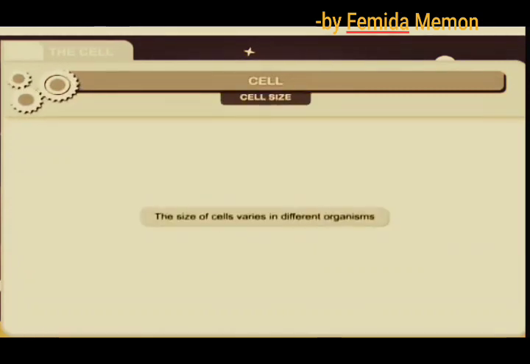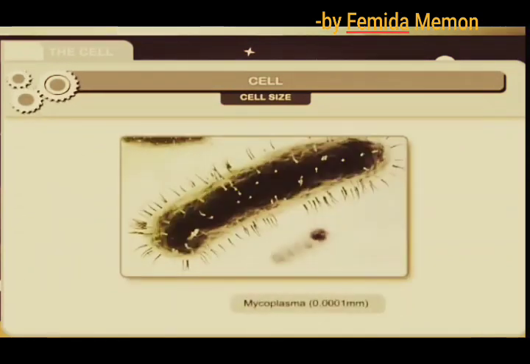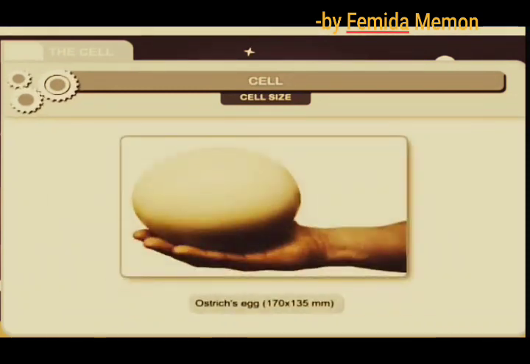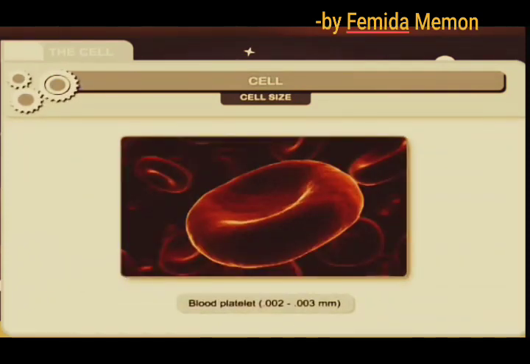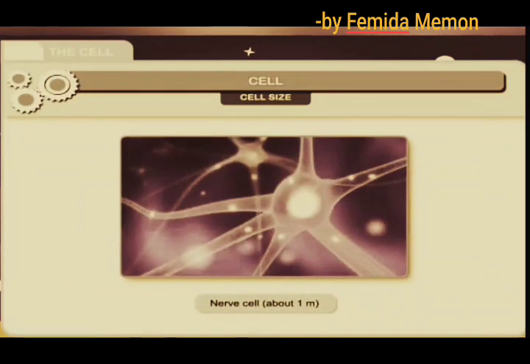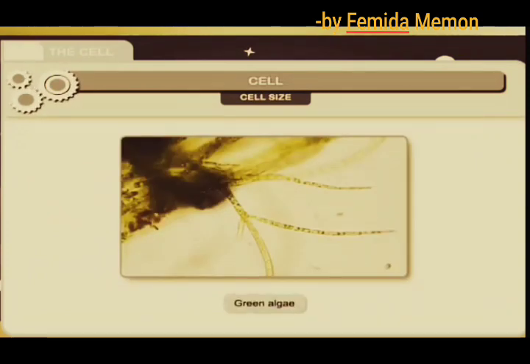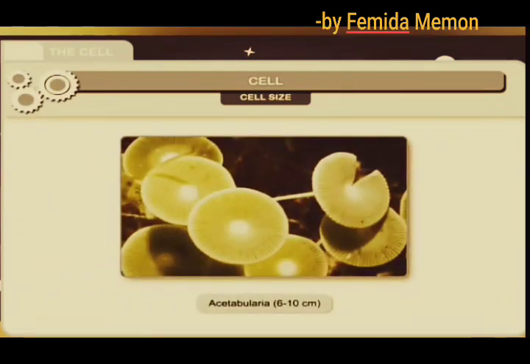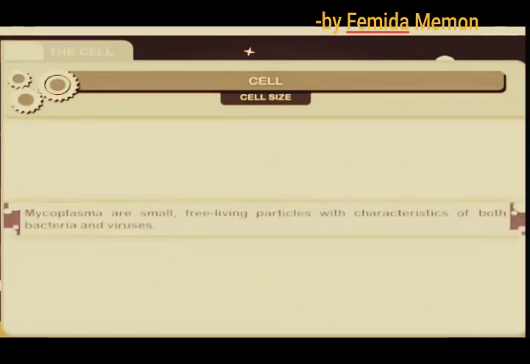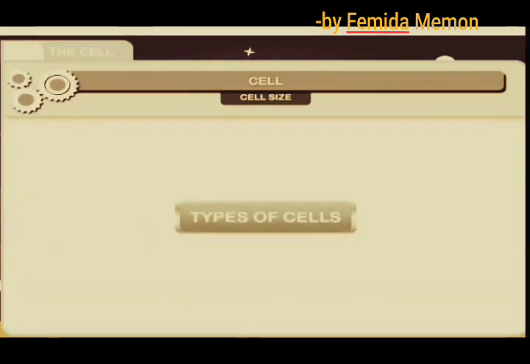Cell size. The size of cells varies in different organisms. The smallest cells are of mycoplasma, 0.0001 millimeter, while the largest animal cell is the ostrich's egg, which measures about 170 by 135 millimeter. The smallest cell of the human body is the blood platelet, 0.002 to 0.003 millimeter, while the largest cell, the nerve cell, is about 1 meter. In plants, the largest cell is of green algae, Acetabularia, which measures about 6 to 10 centimeter. Mycoplasma are small, free-living particles with characteristics of both bacteria and viruses.